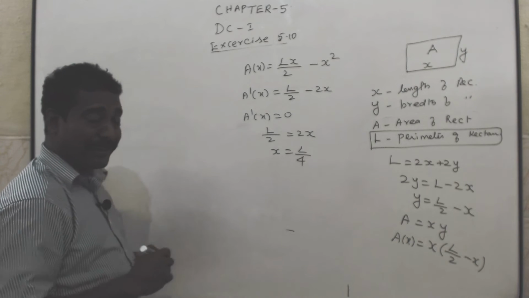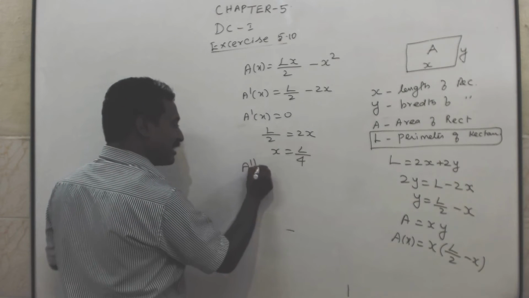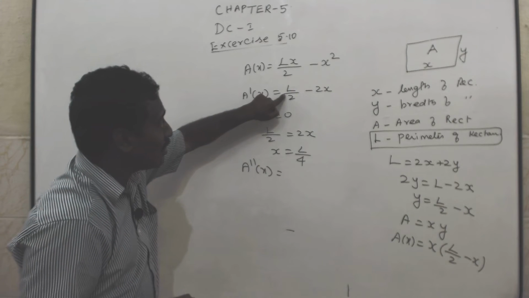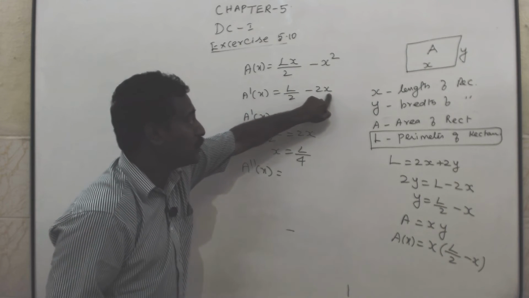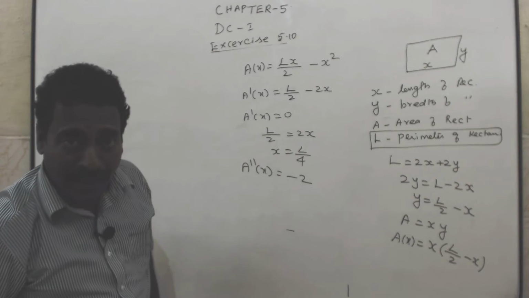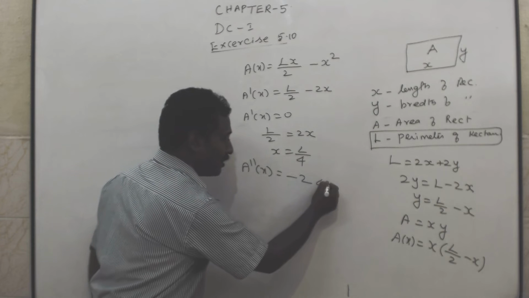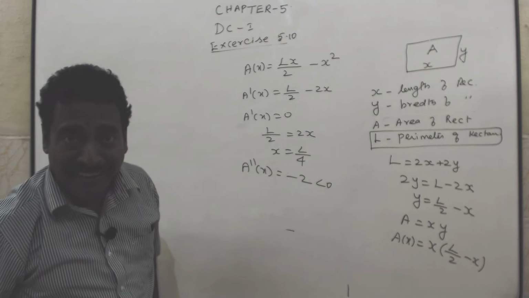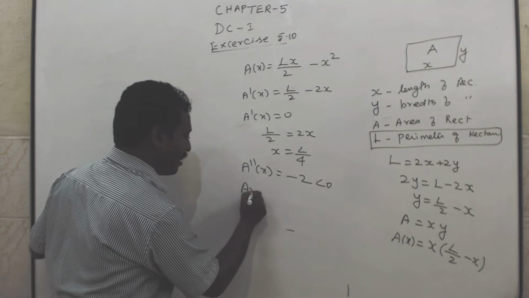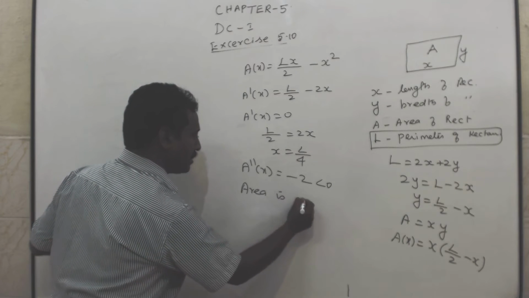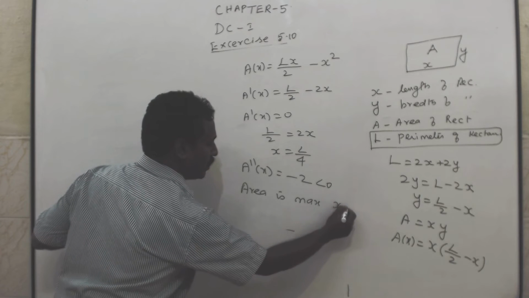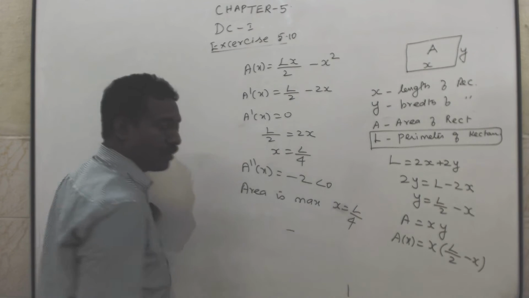What is the next step? A double dash of x. Differentiate. Here there is no x, 0. Minus 2x differentiation is how much? Minus 2. Positive or negative? Negative. What is the meaning of negative? Area is maximum. Greatest area. Area is maximum when x is equal to L by 4.